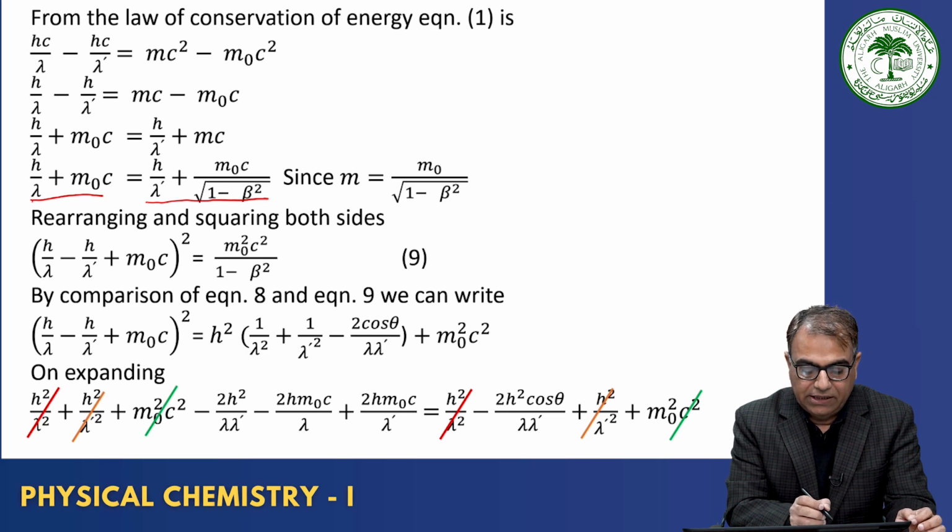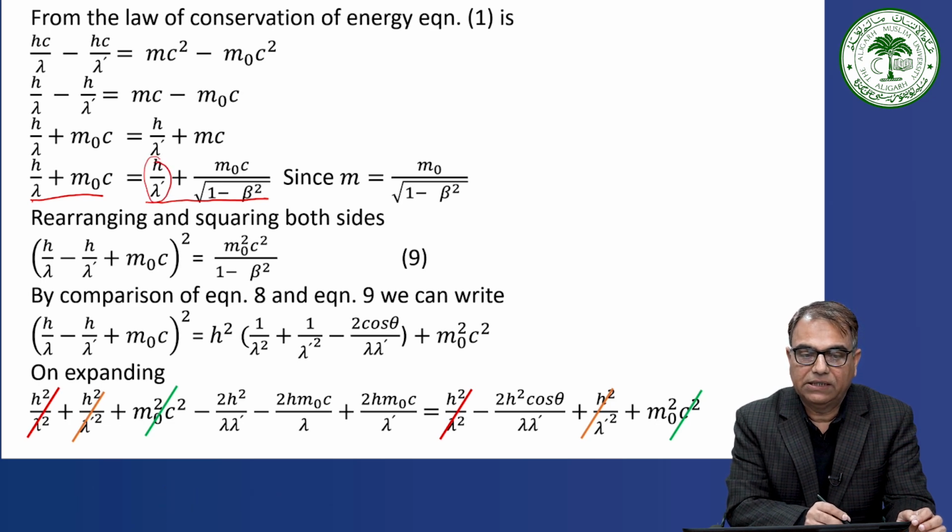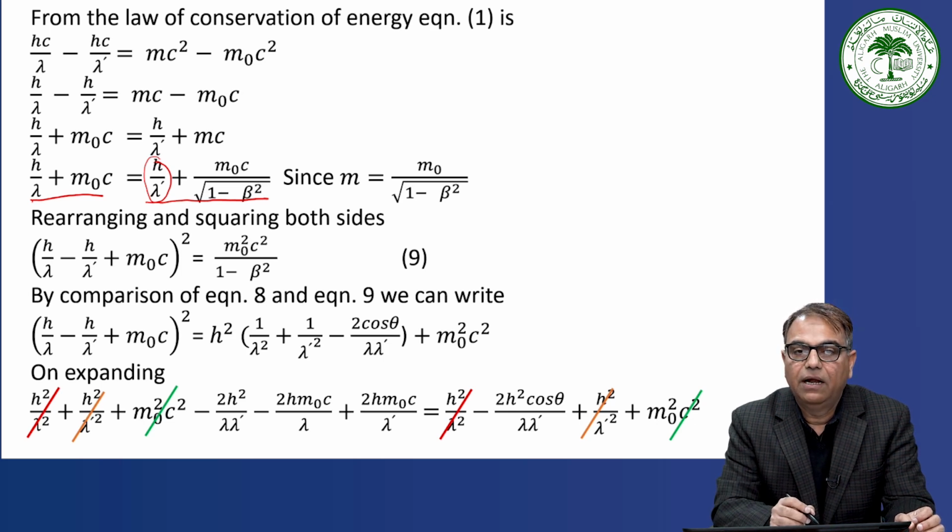Then you rearrange and square this equation. So what happens? h/λ, this part goes to the left hand side, minus h/λ' plus m₀c, then you have squared this one, and you square the right hand side also, so it becomes m₀²c² divided by 1 minus β².